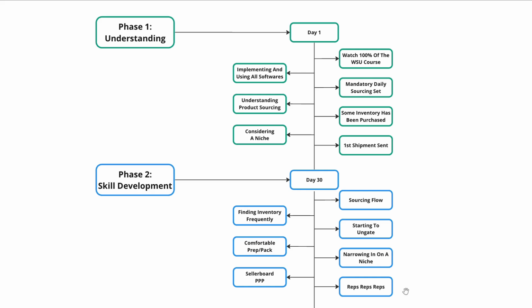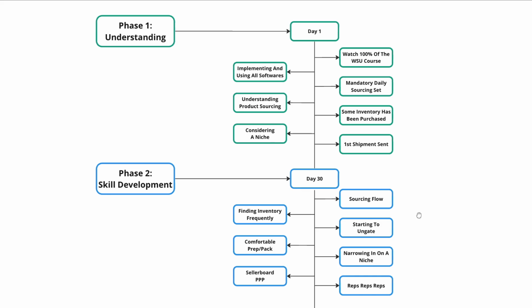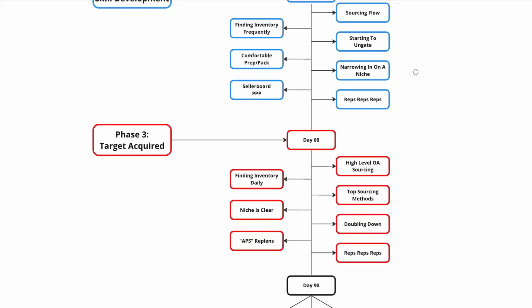And then we're just putting in the reps. Repetition is strength, and you will not pass the skill development phase if you are not putting in enough reps to really become more advanced when you're doing product research. Okay, that's phase two, skill development. Now let's move into phase three.